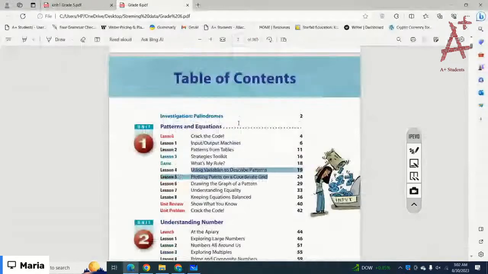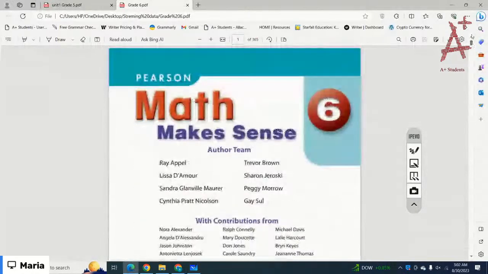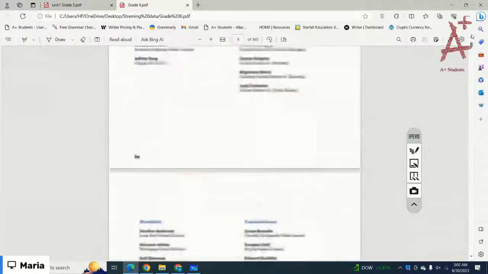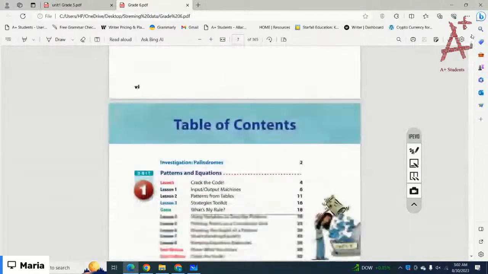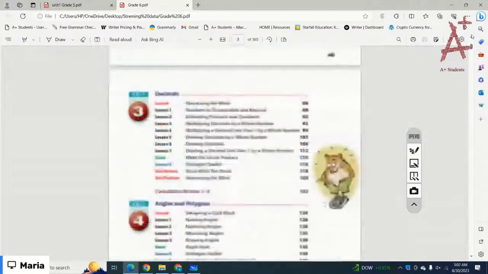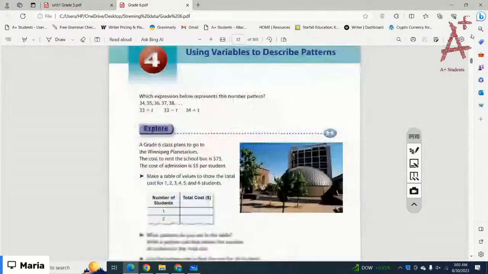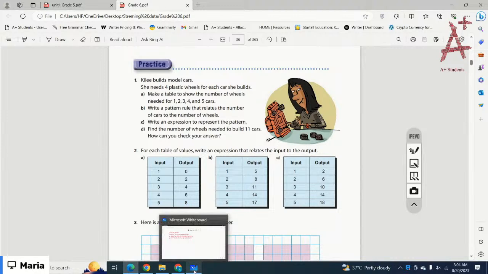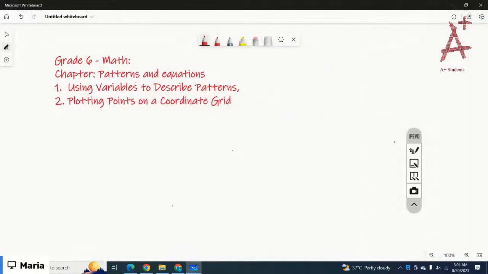Here I am on grade 6 math. You can see the cover of the book, that is Pearson Math Makes Sense grade 6. We're working on chapter 1, that is patterns and equations. We are using variables. So let's just start with the wheels needed to build 11 cars. How can you check your answer? 4 plastic wheels for each car. Let's just make a table first, for 1, 2, 3, 4, and 5 cars.